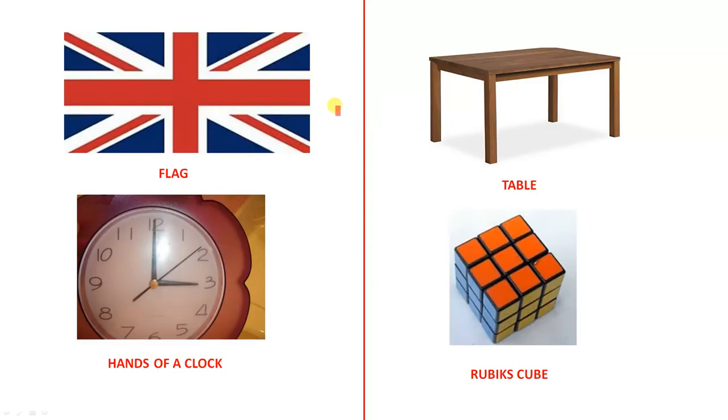Many flags are made up of lines and angles, and here's a perfect example. The hands of a clock, if you look at the minute hand, the hour hand, and the second hand, they perform very, very important roles. And as they're going around, you can see how the angles are formed. So that's a perfect example of lines and angles in real life.